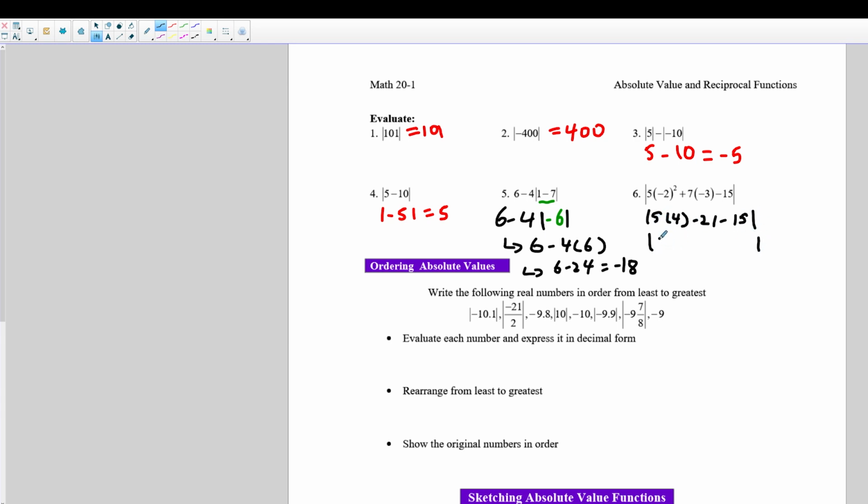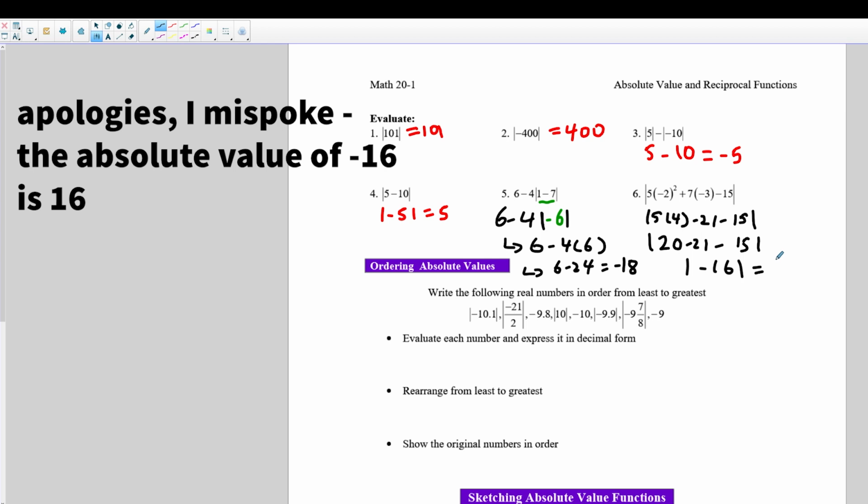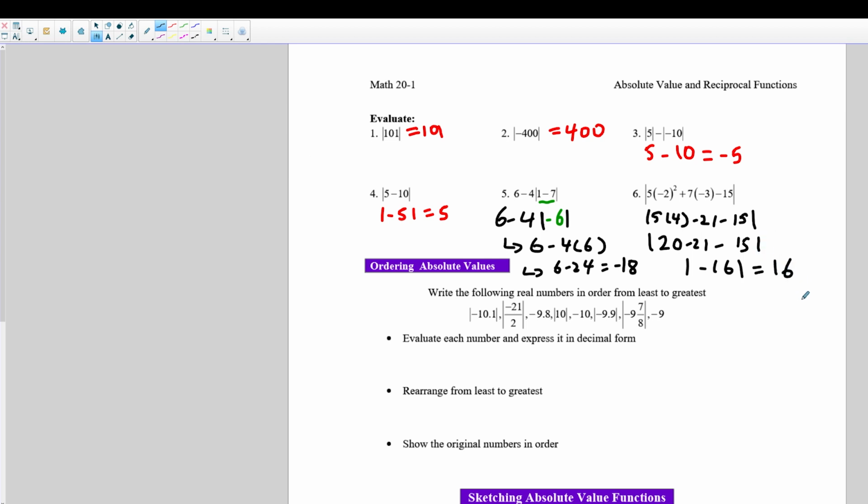So then we have 20 minus 21 minus 15. That gives me a grand total of: 20 minus 21 is negative 1. Negative 1 minus 15 gives you negative 16. And the absolute value of negative 16 is going to be 16.